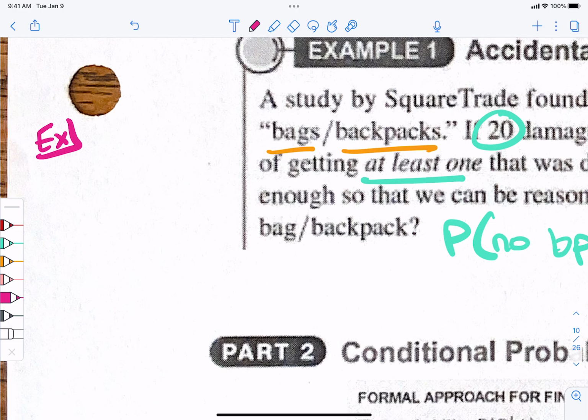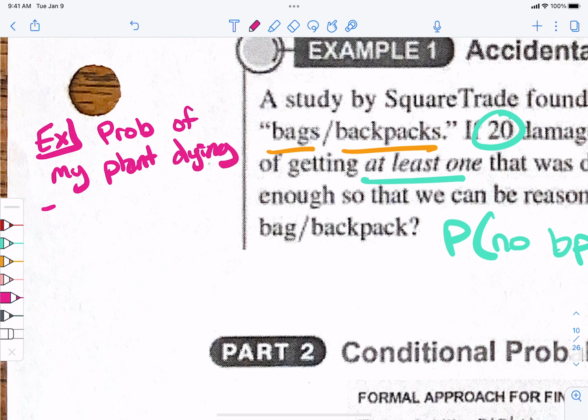Okay, example. The probability of my plant dying, let's say, is 20%. There is a 20% chance that my plant is going to die. It should actually be like 99%, but whatever, we'll go to 20%. We'll give me a little bit more credit. The probability that my plant dies is 20%.